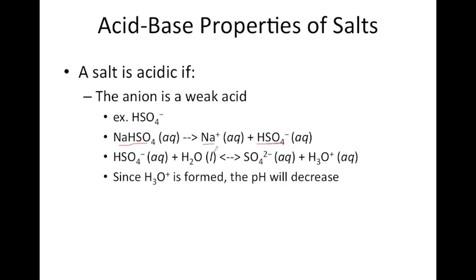Now this bisulfate anion, if you notice, has a proton that can come off, and therefore that makes this bisulfate ion a weak acid. This weak acid will interact with water, forming the conjugate acid, hydronium, and therefore anytime we form hydronium, the pH of the solution will decrease.